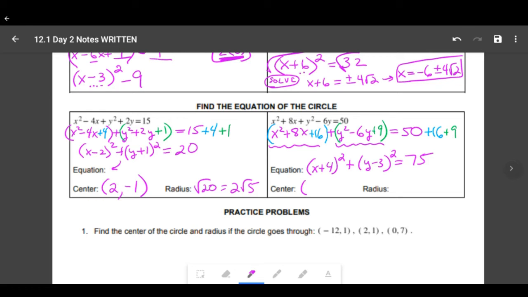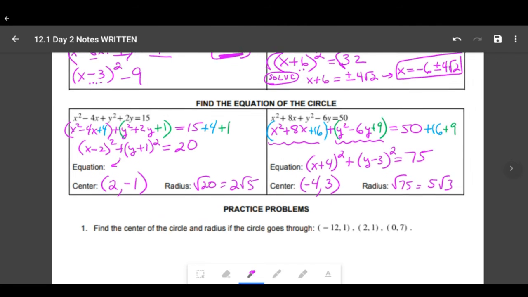So now if I look at my nice simplified standard form equation, I can simply say, oh, well, the center of the circle would just be -4, +3. If I take the square root of 75, that would give my radius, or obviously you can simplify that to 5 radical 3. Okay, so there's just some simple problems for finding the equation of a circle, practicing completing the square in order to get it in the ideal form that we're looking for to get our information of the center and the radius.